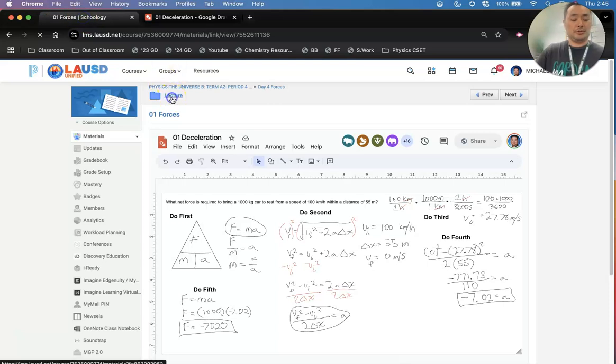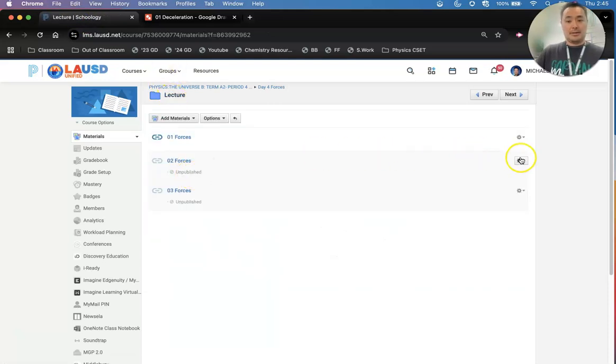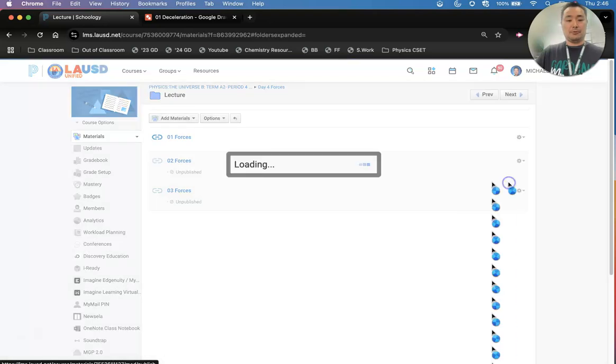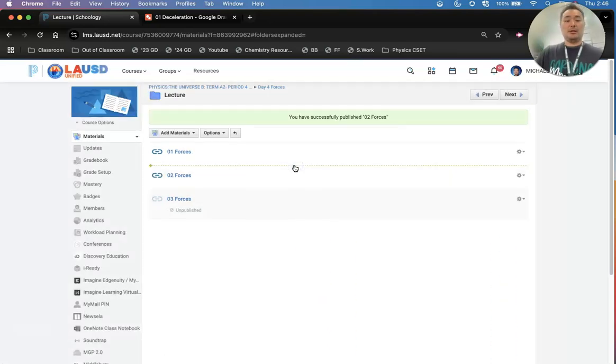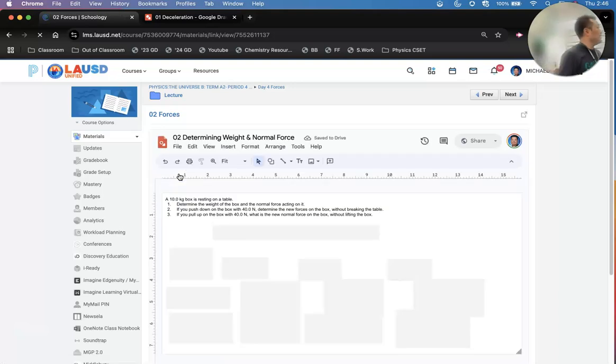Go to Schoology, click on 02 forces, refresh your page. Was there any questions for the previous one? Okay. Go ahead and refresh your page in Schoology. Go to 02 forces, and let's learn how to do the second type of physics problem using our new equation.